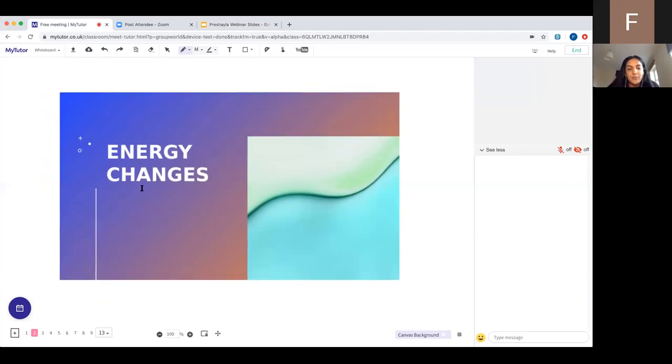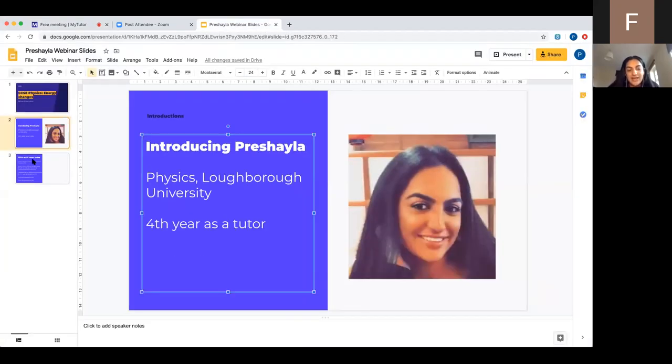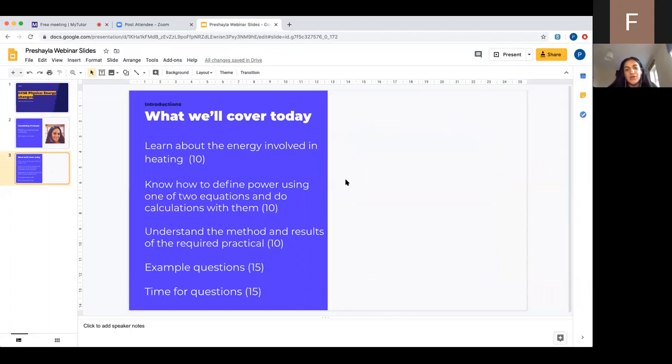Okay, so what we're going to be covering today is energy changes. We're going to learn about the energy changes that are involved in heating a material. And then we're going to be talking a little bit about power and how power is the rate of energy transfer. And then we're going to go through the required practical.